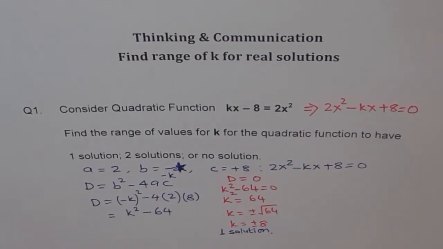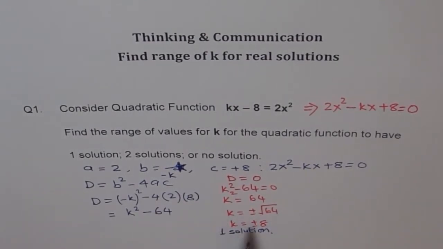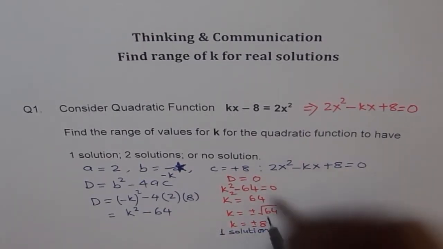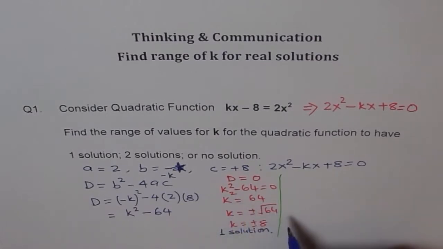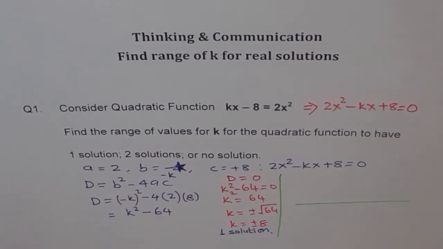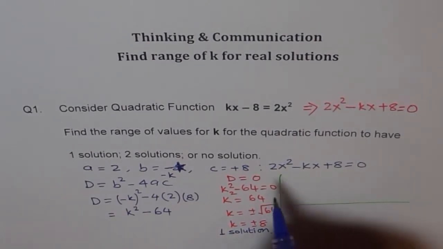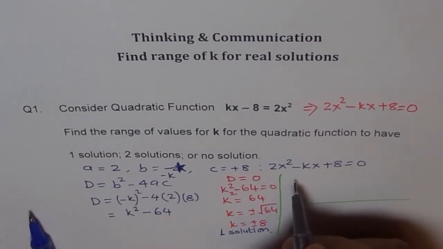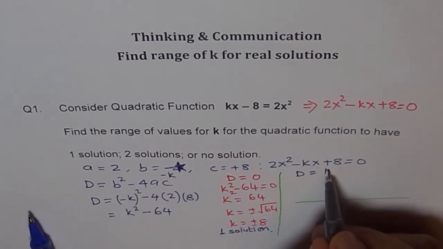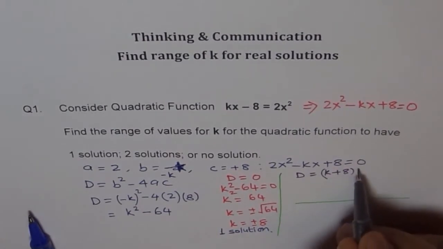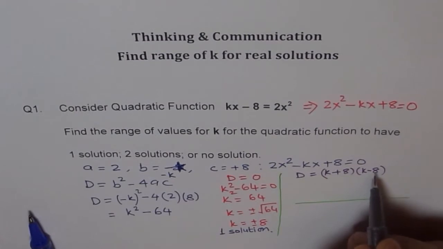Now how about 2 or none? So let's solve it as an inequality here, okay? What we are trying to do is see whether it's positive or negative. So we will graph it on the number line. I'll show you how. We have the discriminant equal to k squared minus 64, right? So k squared minus 64 can be written as k plus 8 times k minus 8. Does it make sense? Difference of squares.